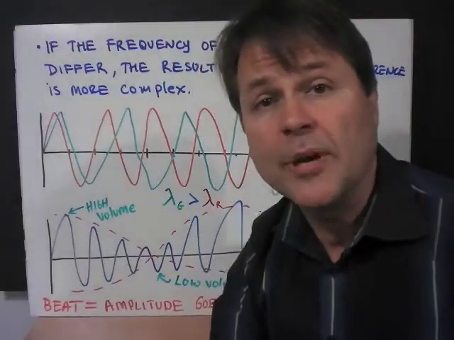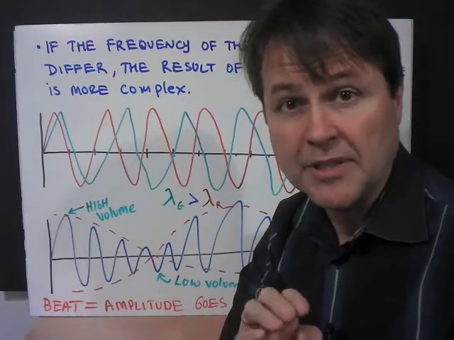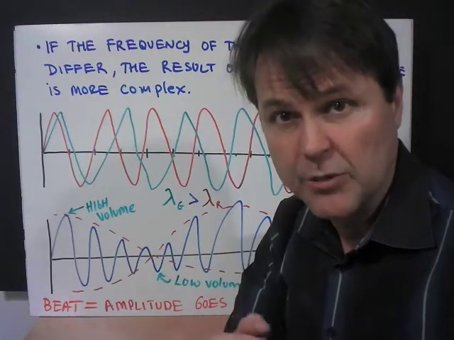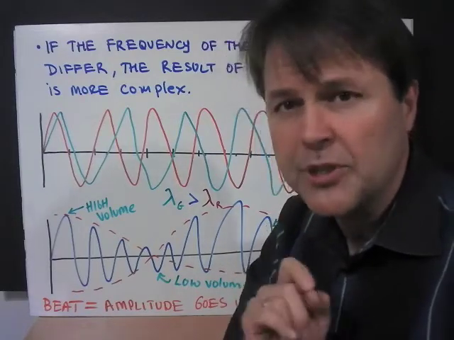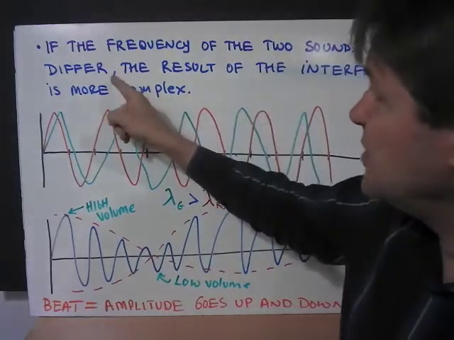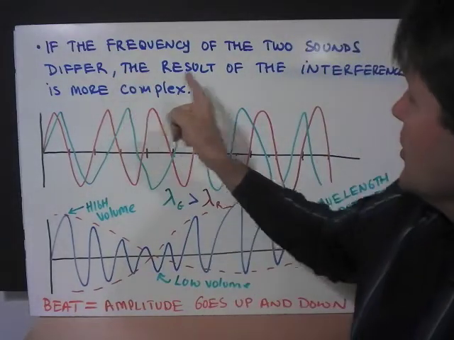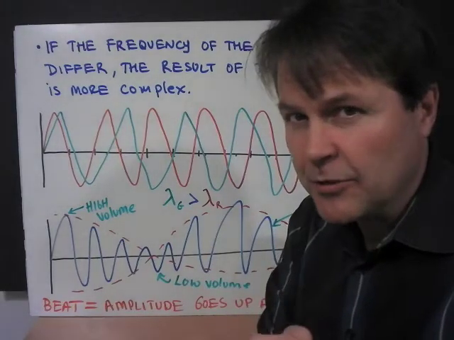Now what we just talked about is basically interference. It doesn't illustrate what a sound beat is. Now we're going to explore that. Sound beats are due to interference, but for a particular reason. If the frequency of the two sounds differ, the result of the interference is a lot more complex, and actually it's very interesting.